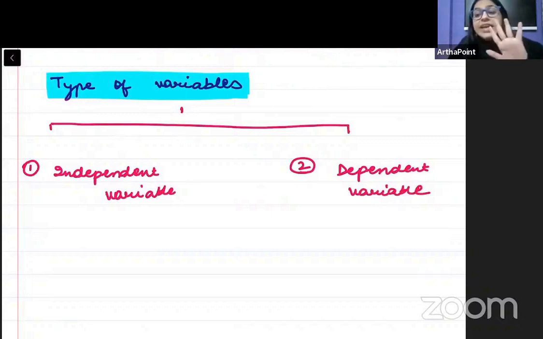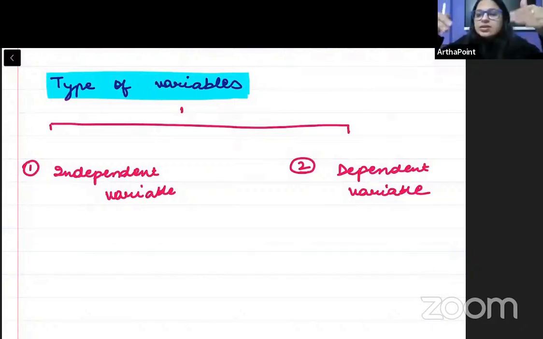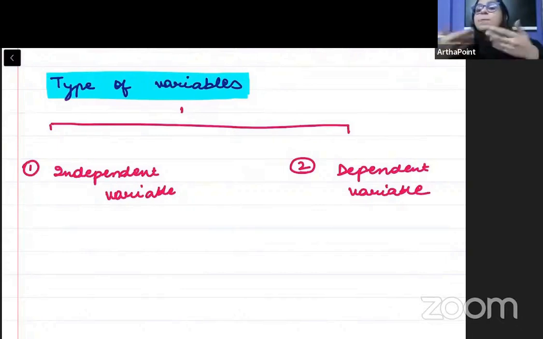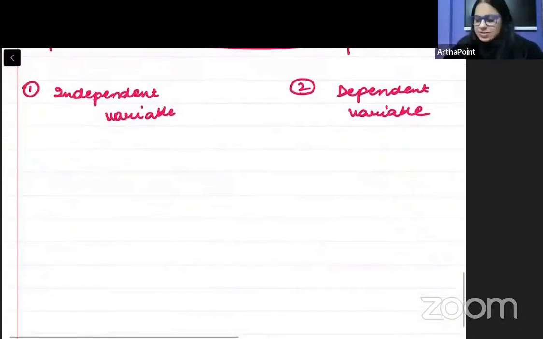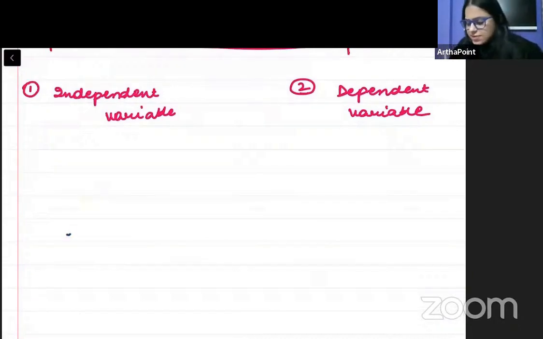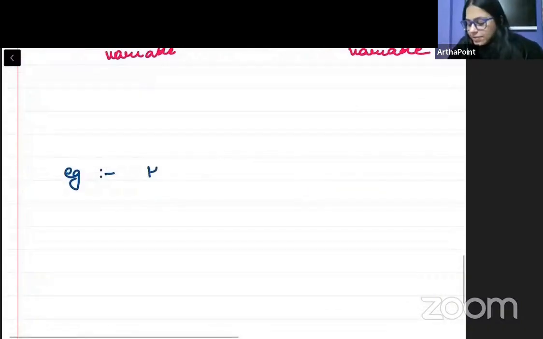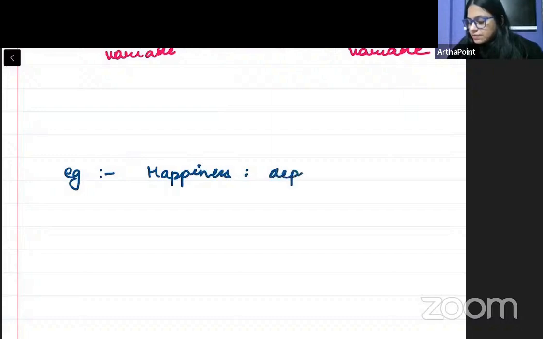The word should be enough. Independent, किसी चीज से फर्क नहीं पड़ता, independent है. Dependent depends on the independent. Dependent तो depend करेगा ना, it will depend on the independent variable. Take some example. This is my favorite example. I will give it literally in every lecture. Your happiness is a dependent variable.